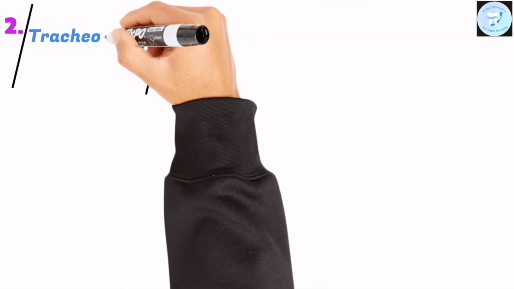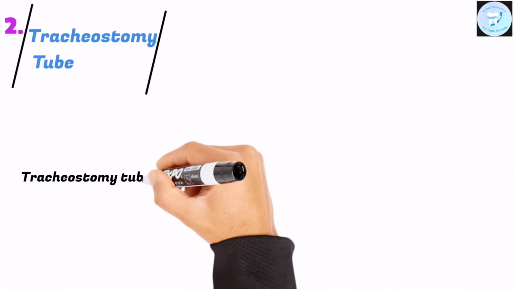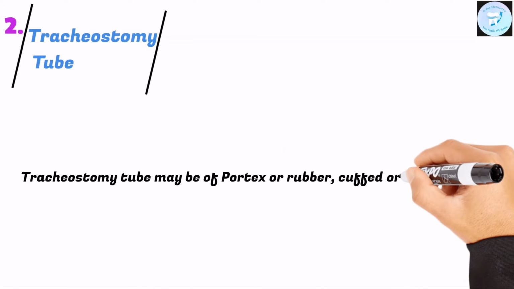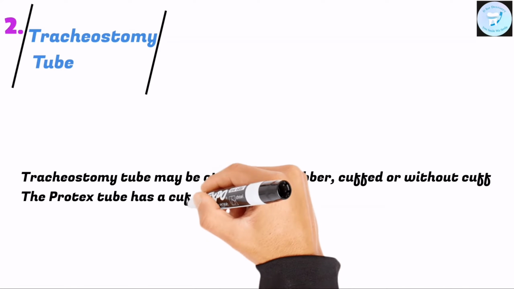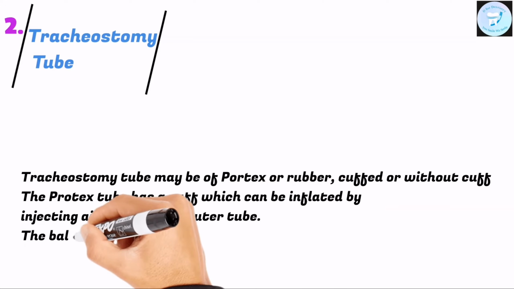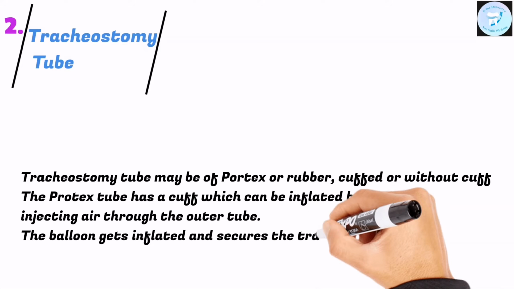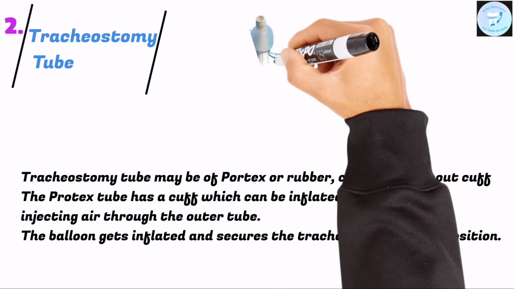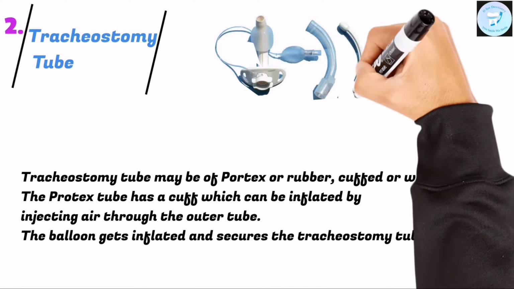2. Tracheostomy tube. Tracheostomy tube may be of Portex or rubber, curved or without curve. The Portex tube has a cuff which can be inflated by injecting air through the outer tube. The balloon gets inflated and secures the tracheostomy tube in position.